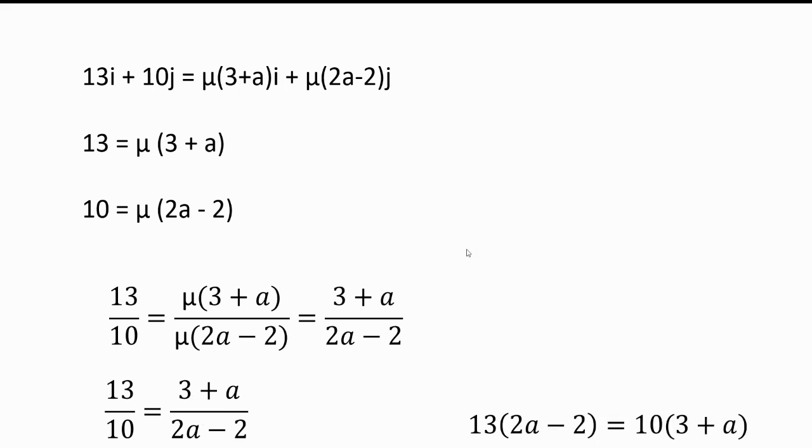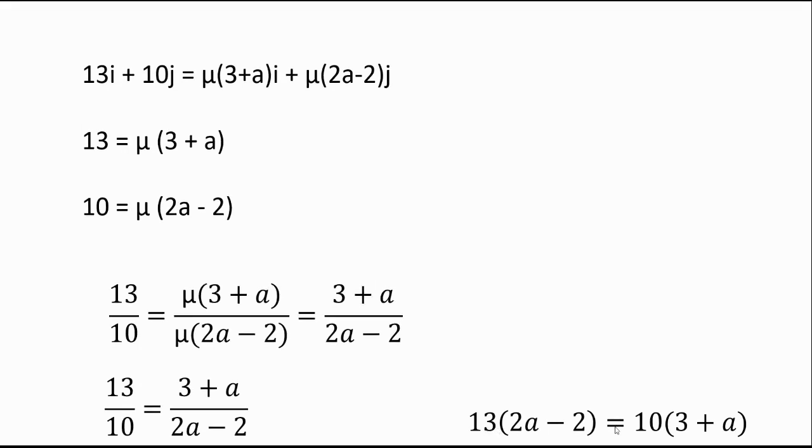But if we cross multiply, then you've got this, which is a straightforward equation, which will get us the value of A. If you expand these brackets, collect like terms, it's a linear equation. You should be able to solve that.